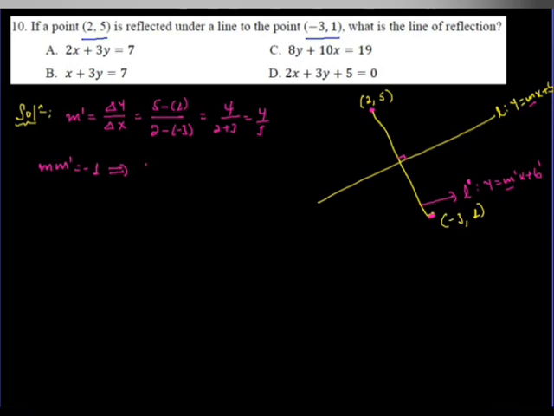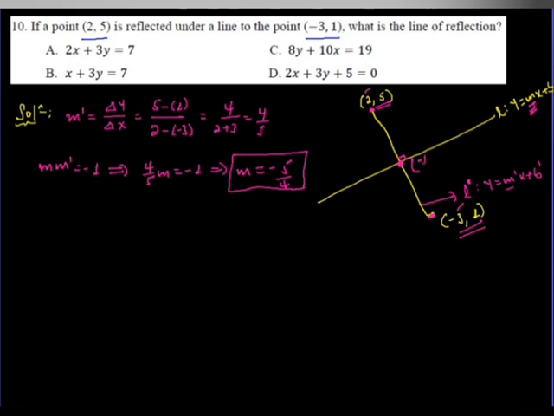So m prime is 4 over 5, times m is minus 1. This implies m becomes minus 5 over 4. This m is the slope of the line of reflection, minus 5 over 4. So we do have the slope of the line of reflection. We need one more point to completely determine it. This point is a midpoint, the midpoint of the 2 points (2, 5) and (minus 3, 1), which lies on both L prime and L. So using the midpoint formula, we add minus 3 with 2 and divide by 2.